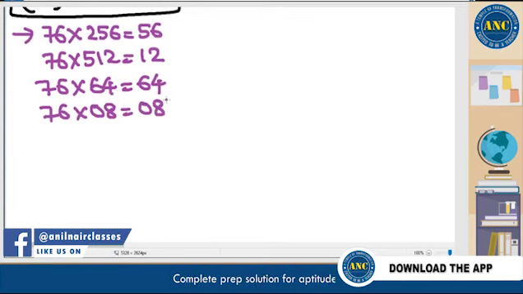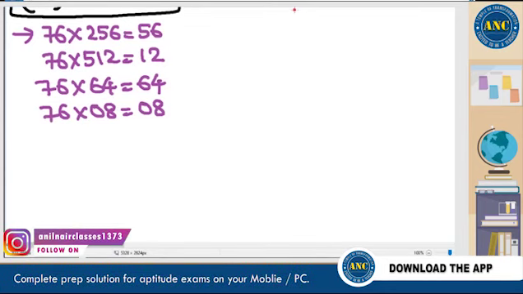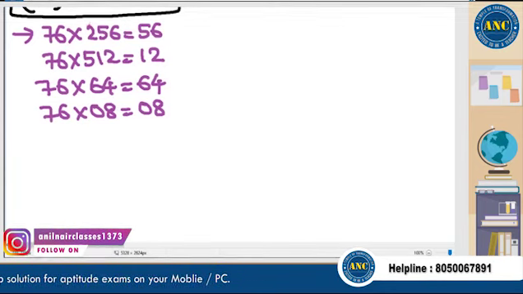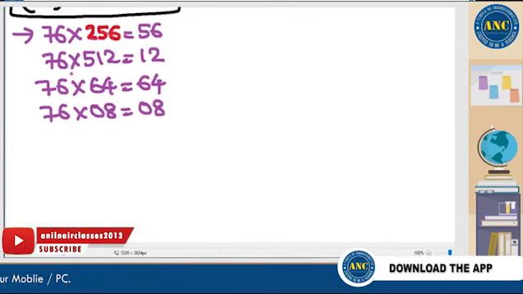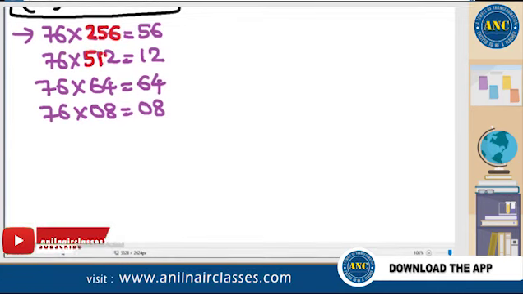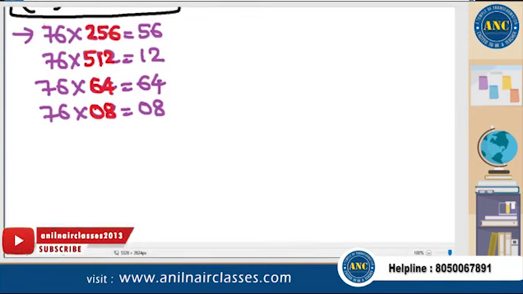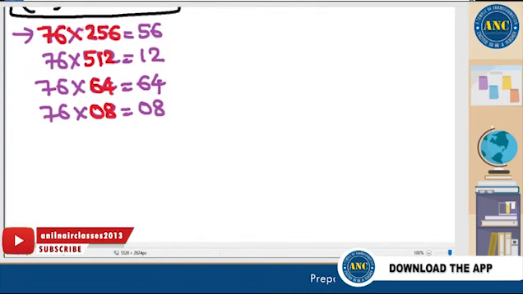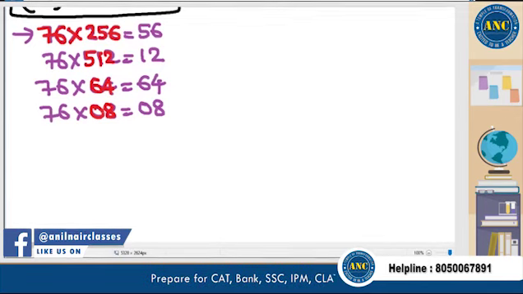Sir, 1 minute, sir. Hold on, please. What are you doing here? Let me explain. Now, observe carefully, sir. 256 is 2 power 8. 512 is 2 power 9. 64 is 2 power 6. 08 is 2 power 3. That means this 76 is multiplied with powers of 2. 256, 512, all these are powers of 2.